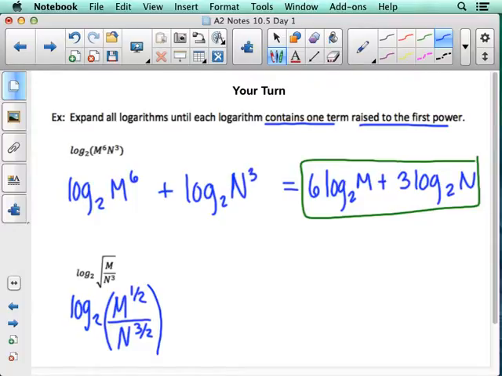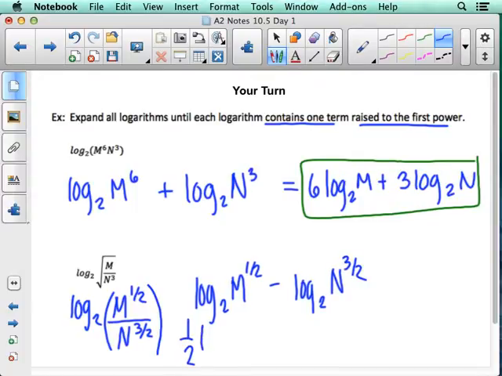Now I'm dividing, so I can expand it using subtraction. So this becomes log base 2 of m to the 1/2 minus log base 2 of n to the 3/2. My coefficients can come out front, so this is 1/2 log base 2 of m minus 3/2 log base 2 of n. And that's your final answer.